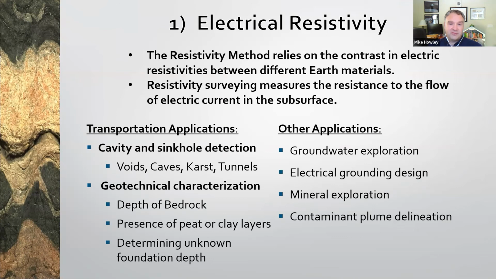The resistivity method relies on the contrast in electrical resistivities between different earth materials. Resistivity surveying measures the resistance to the flow of electric current in the subsurface. Typical applications relative to transportation projects are detection of voids, karst features, and tunnels, determining depth of bedrock, detecting the presence of peat or clay layers, and determining unknown depths of foundations. Other applications of the method exist, but I'm not going to focus on them for this presentation.